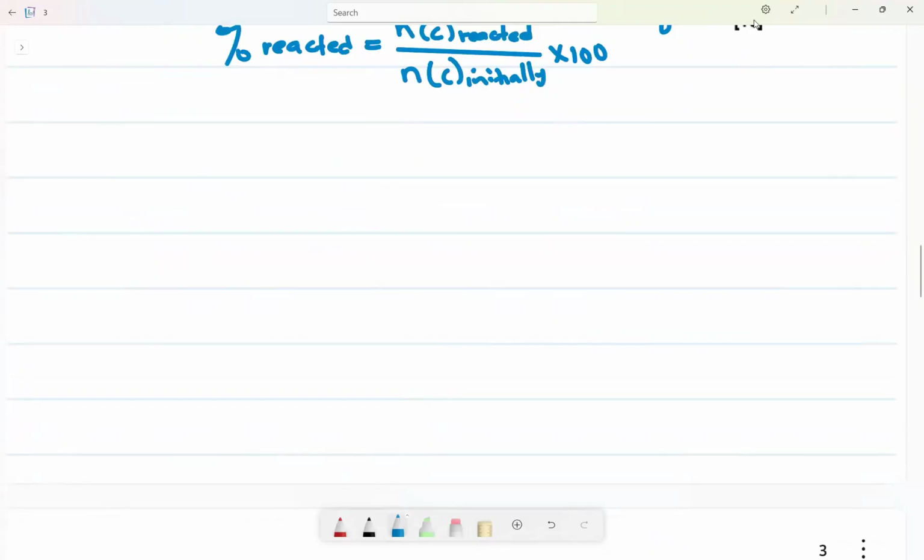Let me now quickly draw a table, an ICE table. Remember, we use an ICE table. Let me quickly draw that for you, so that we will work nicely.